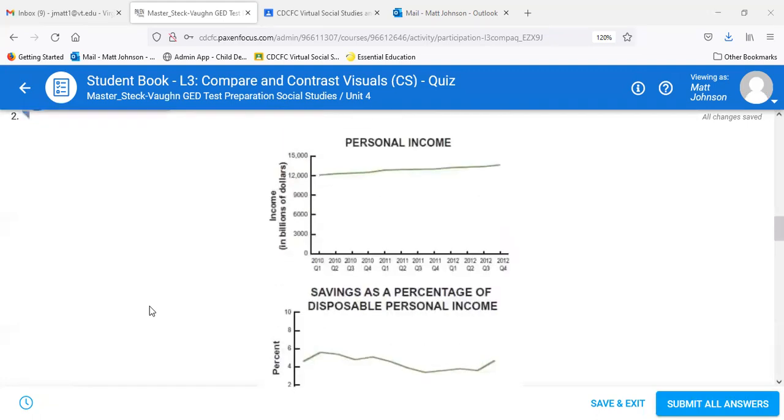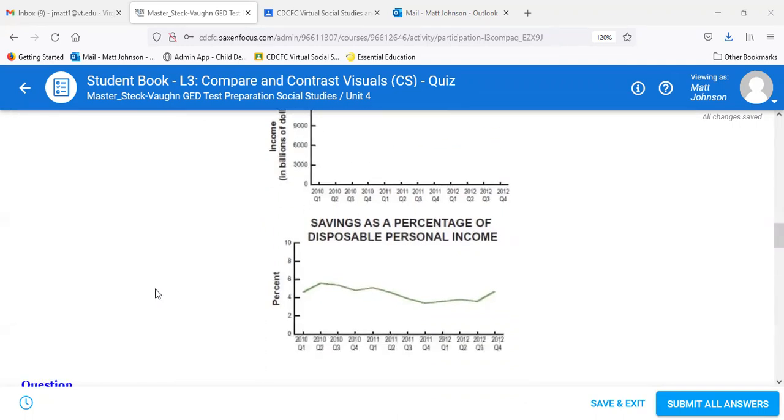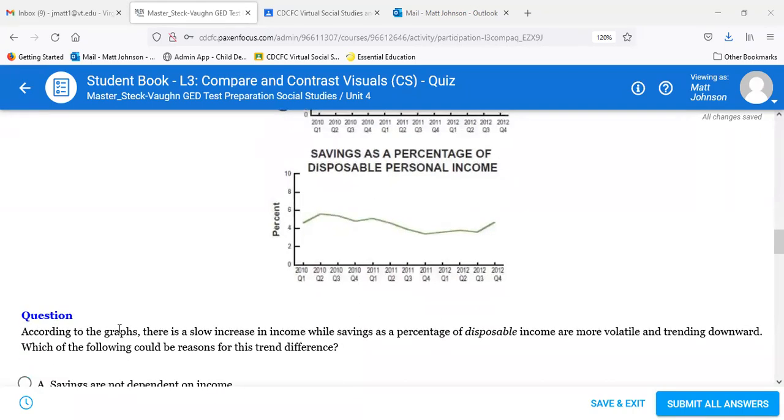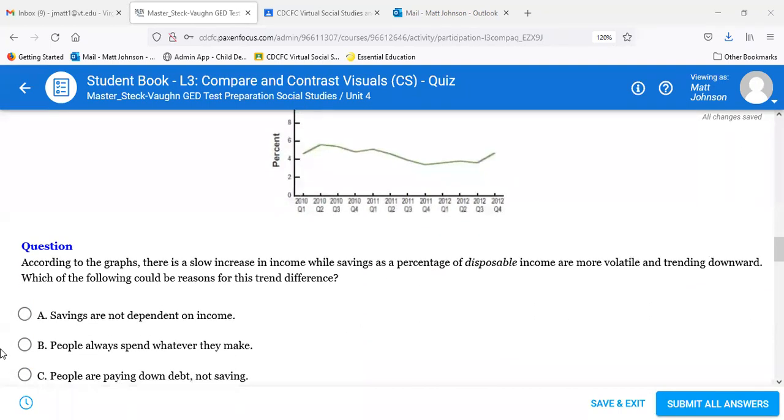So thinking about, okay, income is steadily increasing, but why are people not saving as much in that time frame? That's not climbing at the same rate. There's a difference there, which would indicate that they're spending more instead of saving more, right? In that time frame around 2010 takes a dip, and then it steadily declines until 2012. So what could be happening there that's causing those differences in savings versus income?